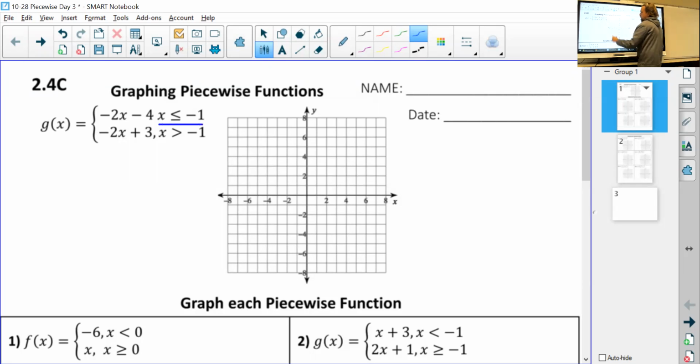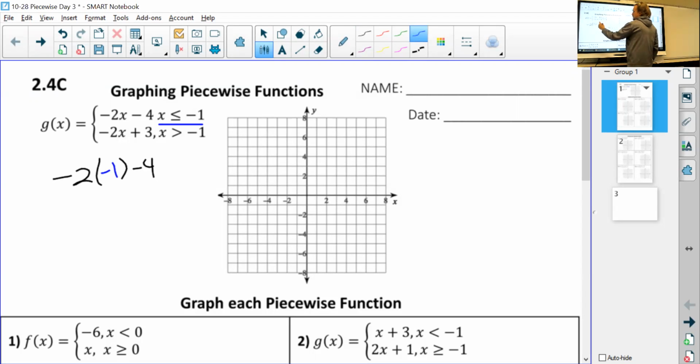So we're looking for a critical value. We look at the interval we're talking about. So this one, x less than or equal to -1. So I know I care about this point -1. It's a key point. So I'm going to copy down this part of the function: -2 times x minus 4. And I'm going to substitute x for -1. Okay, then I'm just going to solve.